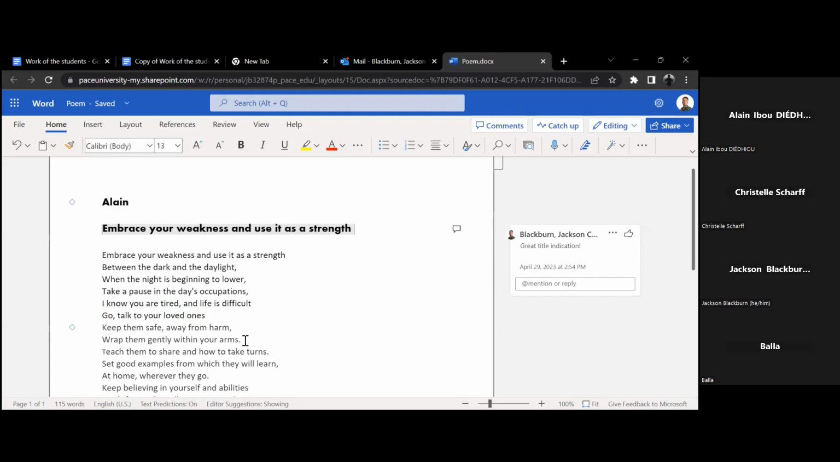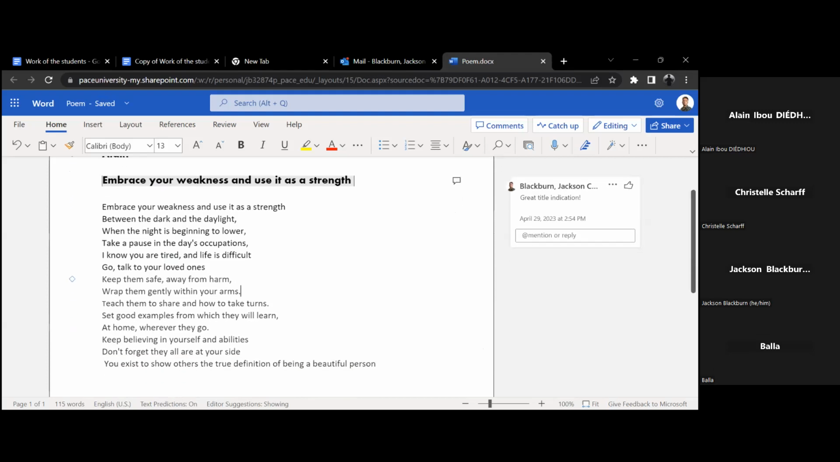Oh, that's nice. I like that rhymed. You know, poems don't always have to rhyme, but implementing that here and there brings some sort of continuity, and that's great. Teach them to share and how to take turns. Set good examples from which they will learn. Wow, okay, another rhyme again. That's really good. At home, wherever they go.